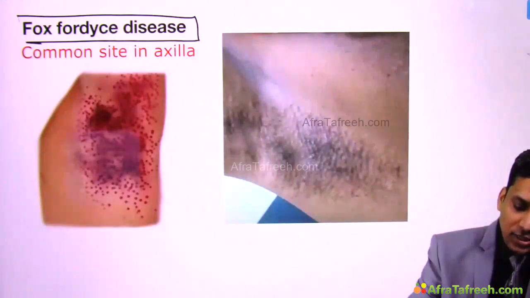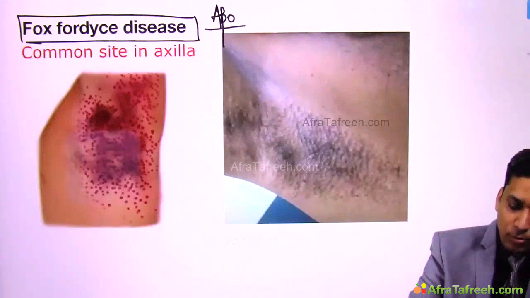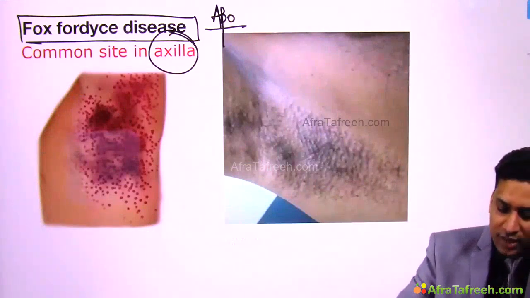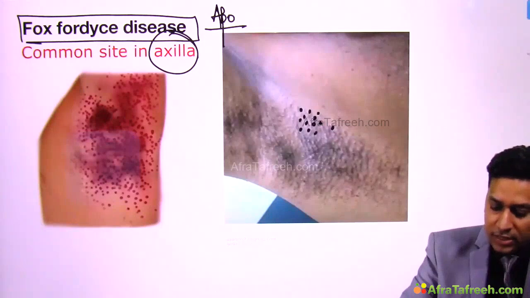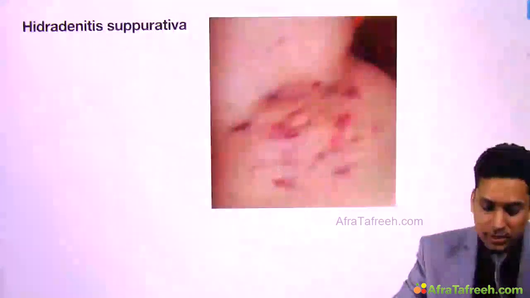Fox Fordyce disease is a disorder of apocrine sweat gland. Most common site is axilla. Over axilla you will find these itchy papules. They are commonly seen in females in their second decade. These itchy papules develop over axilla. This is Fox Fordyce disease.